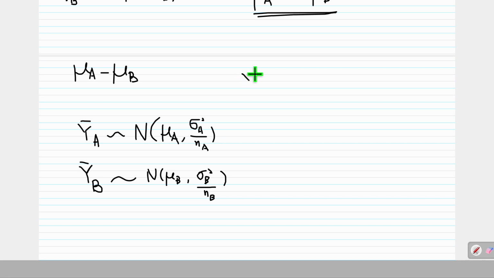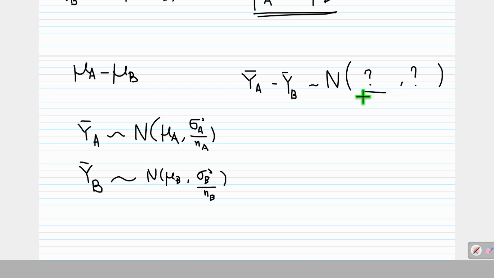Then what if I consider Y bar A minus Y bar B? If I consider Y bar A minus Y bar B, this is what? A normal random variable plus a negative normal random variable. It will be a normal random variable. Now the question is, what is this question mark? So what's this question mark?